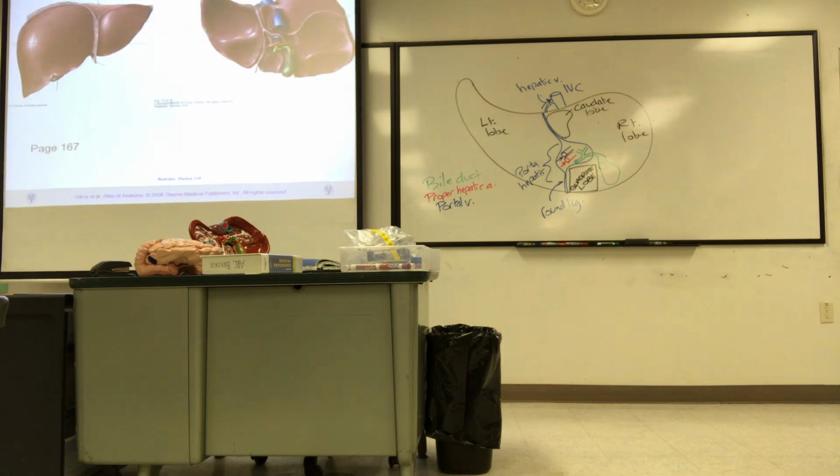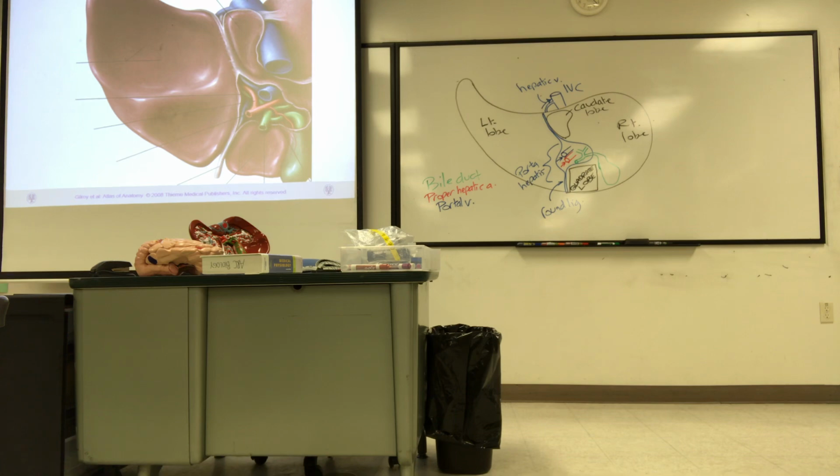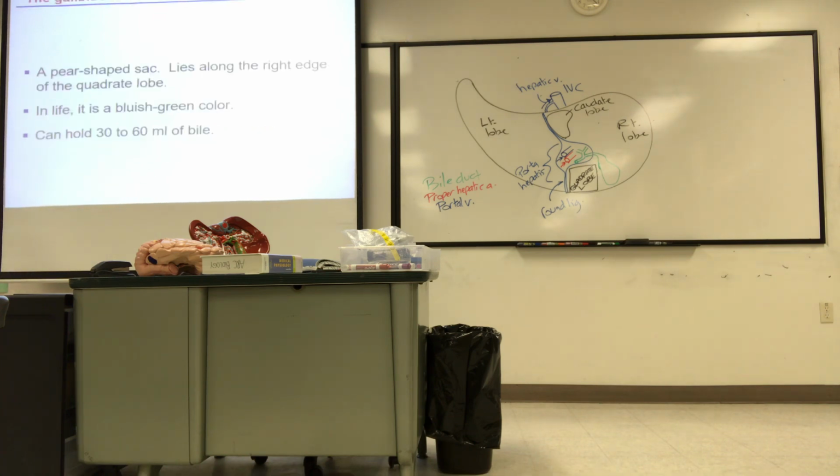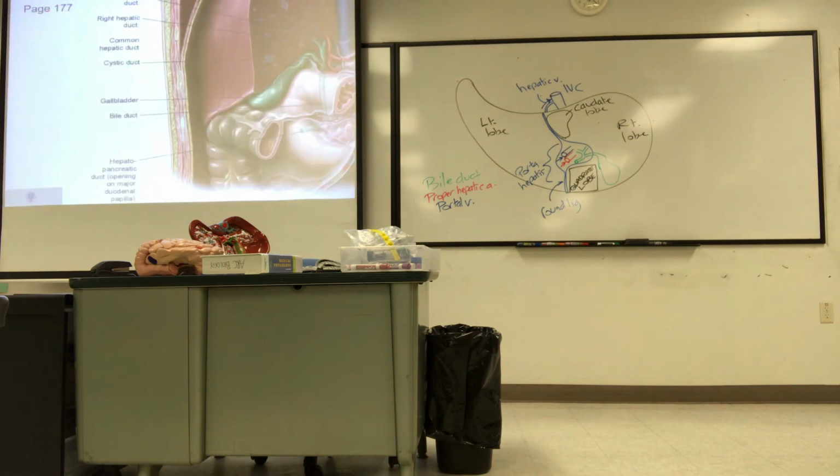Porta hepatis. There's the two views side by side. And I think it helps to look at the whole biliary system. The gallbladder, I just drew it there, but just to look at more pictures of the gallbladder, it's not much to look at. It's just a green sac. It lies along the right edge of the quadrate lobe. It is bluish green. It can hold about 30 to 60 ml of bile.